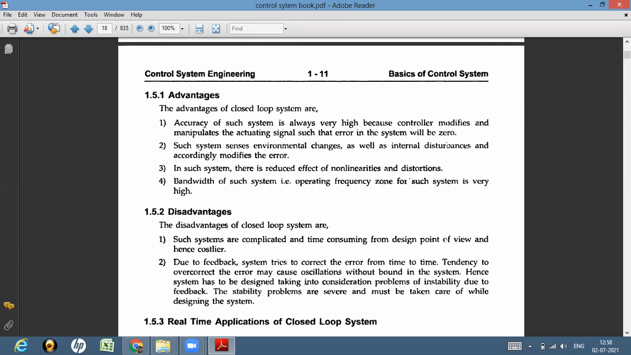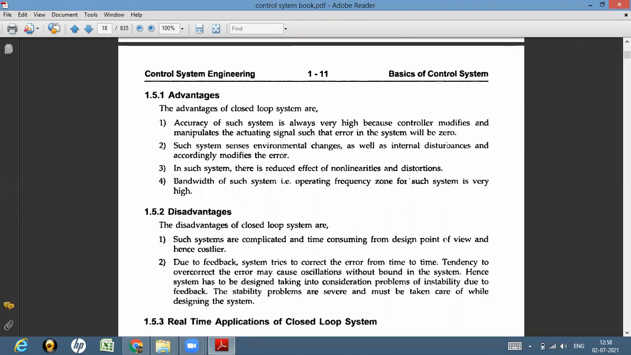The tendency to overcorrect the error may cause oscillations, which are bounded in the system. Hence, this system has to be designed taking into consideration problems of instability due to the feedback. So these are certain advantages and certain disadvantages of the system.